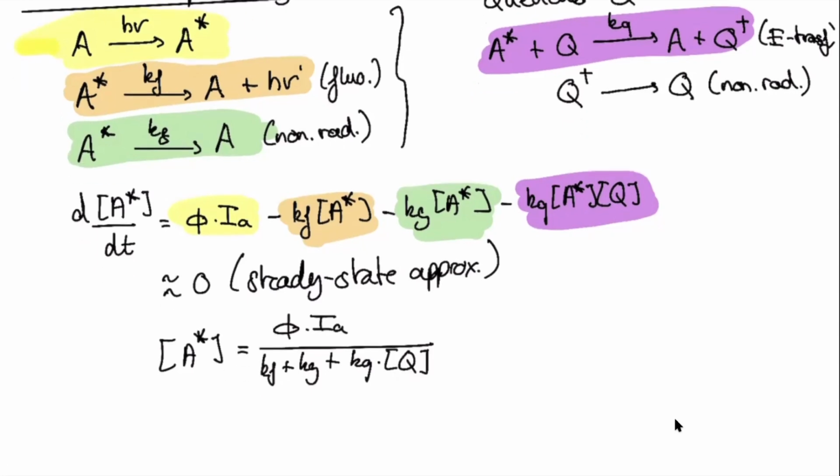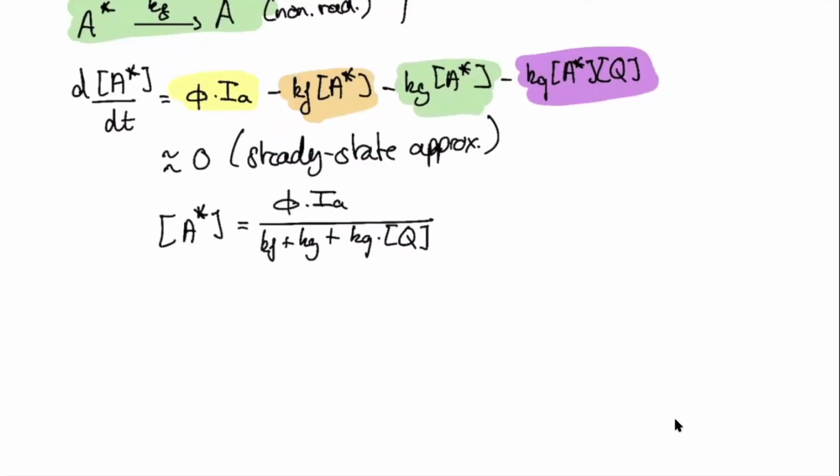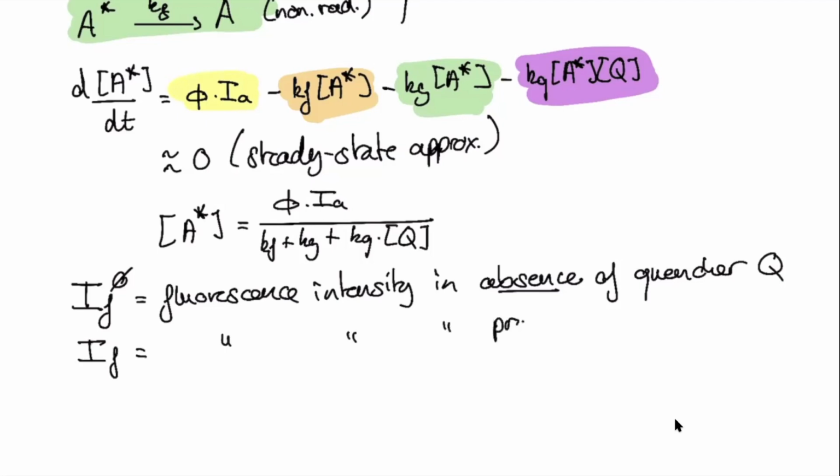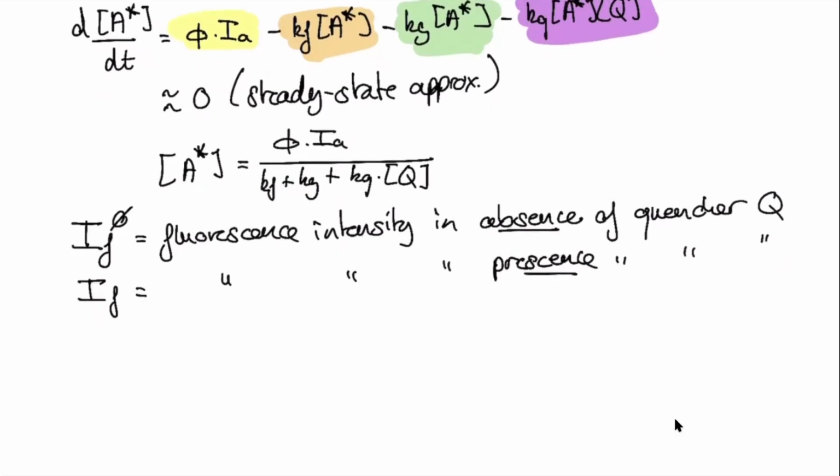Okay, so what can we actually measure? What we can measure is the intensity of fluorescence. Fluorescence intensity in absence of quencher Q, and then we can add quencher, so call it IF, which would be the fluorescence intensity in presence of quencher Q. So if we write that out, we can do measurements where we measure those differences.